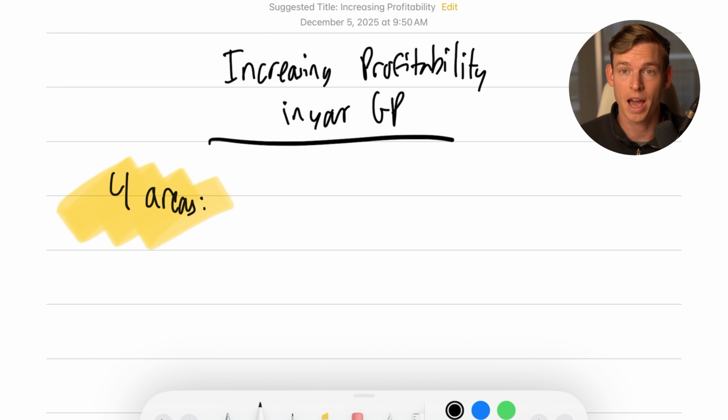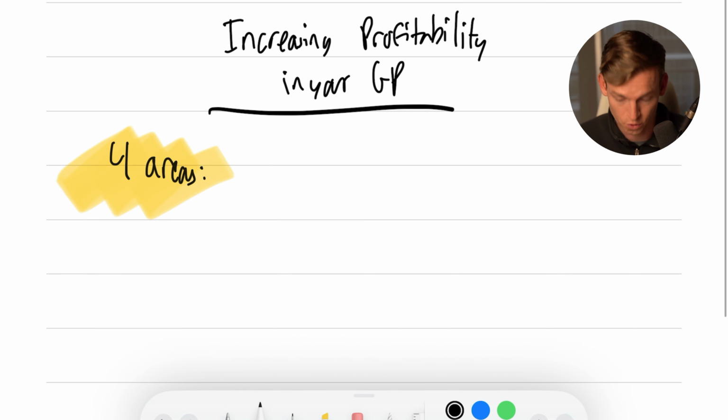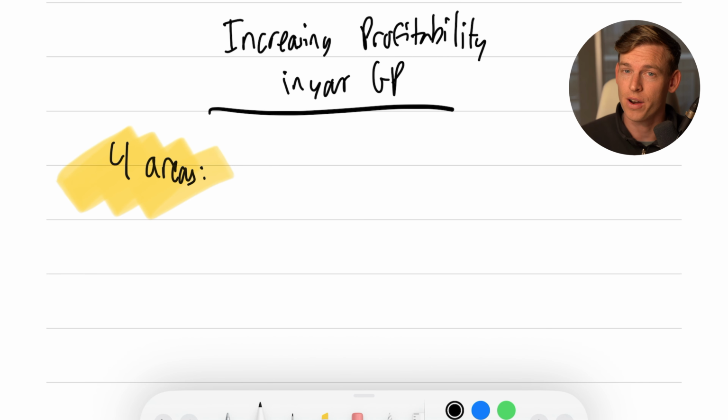All right, so let's get into the iPad. Let me break this down. So increasing profitability in your group practice. There are 4 areas that we focus on to do so.